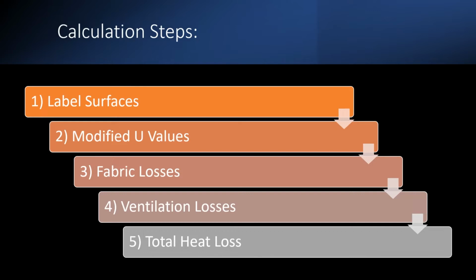Number 4, I'm going to calculate my ventilation losses. So obviously fresh air is coming in and old air is going out of the room. And as that old air goes out, it's going to take away some of the heat with it. We're going to have to heat up that new air, so that's going to cause heat losses. And then finally, we're going to put all that stuff together and calculate our total heat loss for the room.